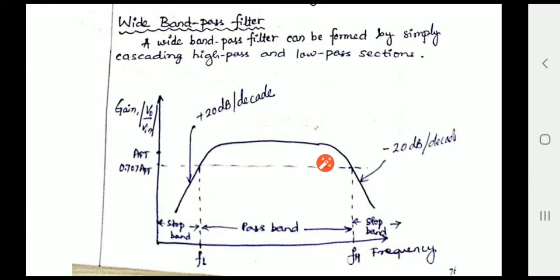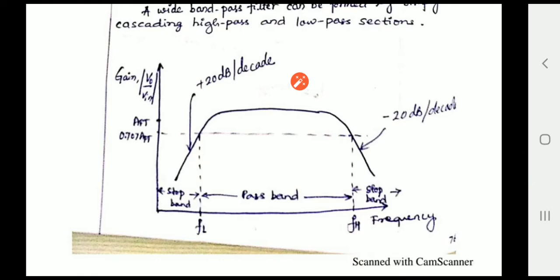So what is a wide band pass filter here? A wide band pass filter can be constructed by simply cascading high pass and low pass filters. You can use first order or second order Butterworth filters here. Now look at the graph.